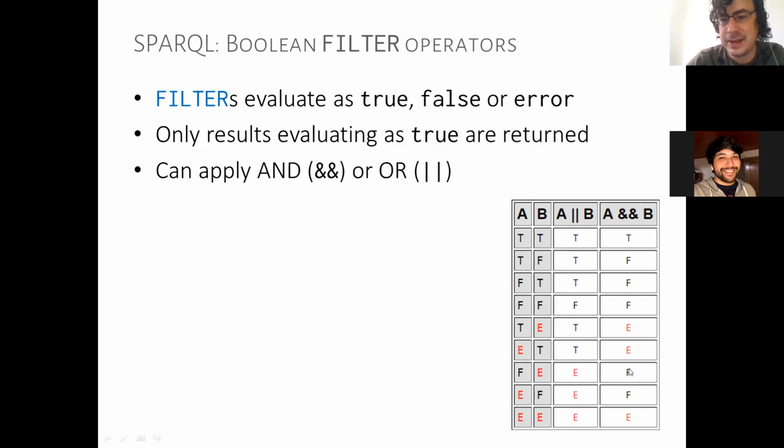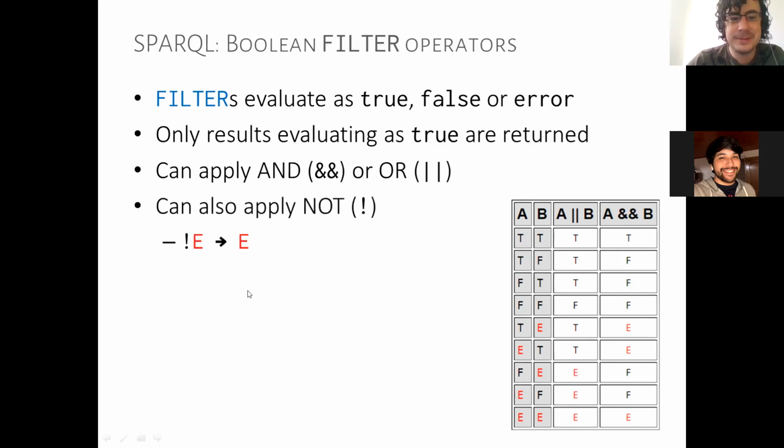Okay, and then A and B must be false, right? Because if A is false, it's enough to conclude that. This is the same, just the symmetric case. And then finally, error or error is error and error and error is error. Okay, so we have some operators, but we also have to consider what happens when we have false. We can also apply not. So not error is also error, which is perhaps a big difference actually with false.